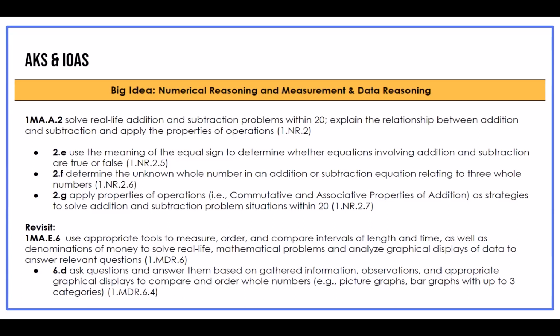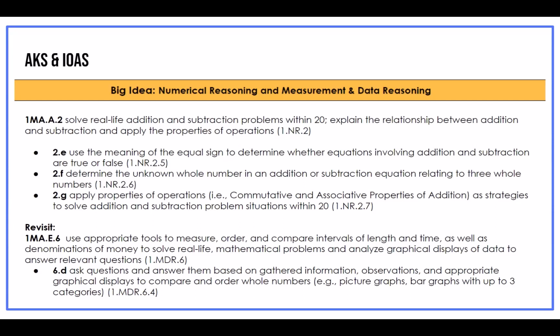AKS 2 involves solving addition and subtraction problems within 20, explaining the relationship between addition and subtraction, and applying the properties of operations. The IOAs go into further detail about the expectations for the standard. For IOA 2E, students explore and explain the relationship of the equal sign to the quantities and justify if equations involving addition and subtraction are true, meaning the quantities are equal or the same as, or false, not equal.